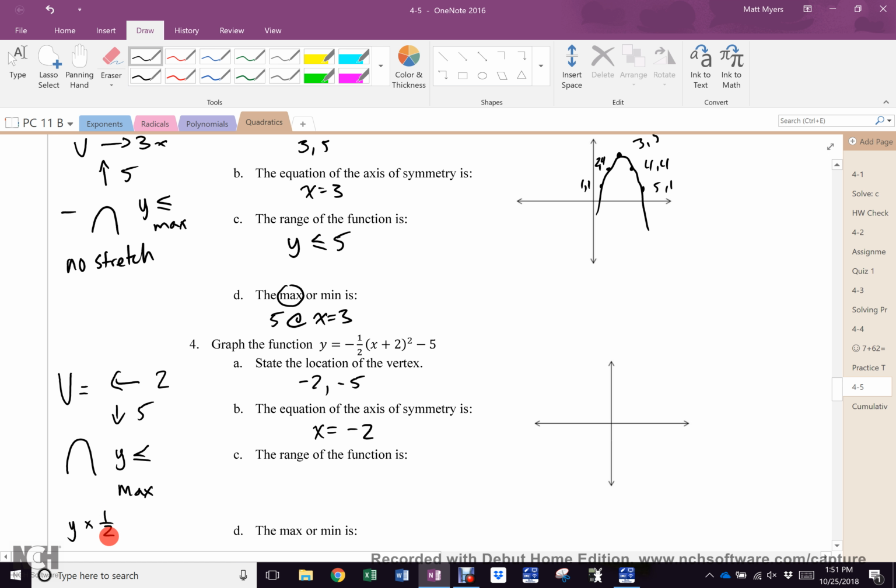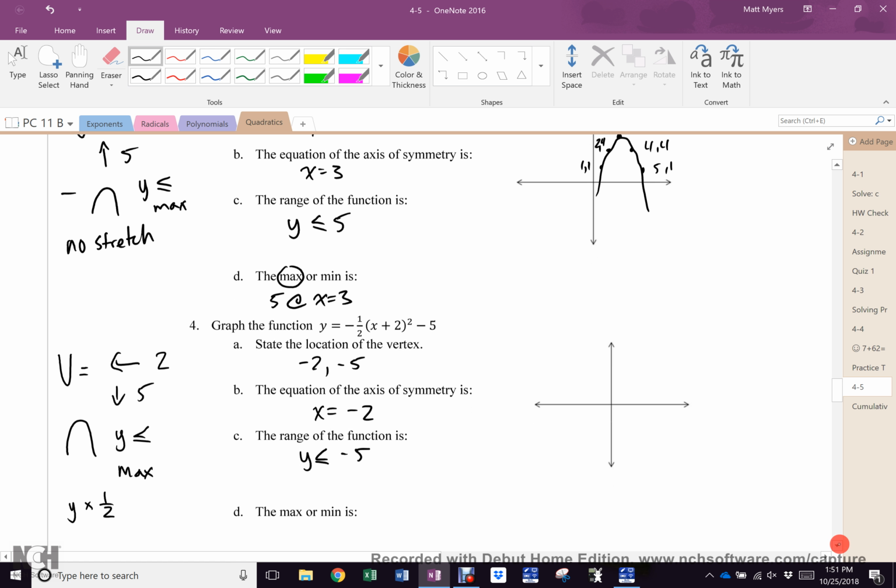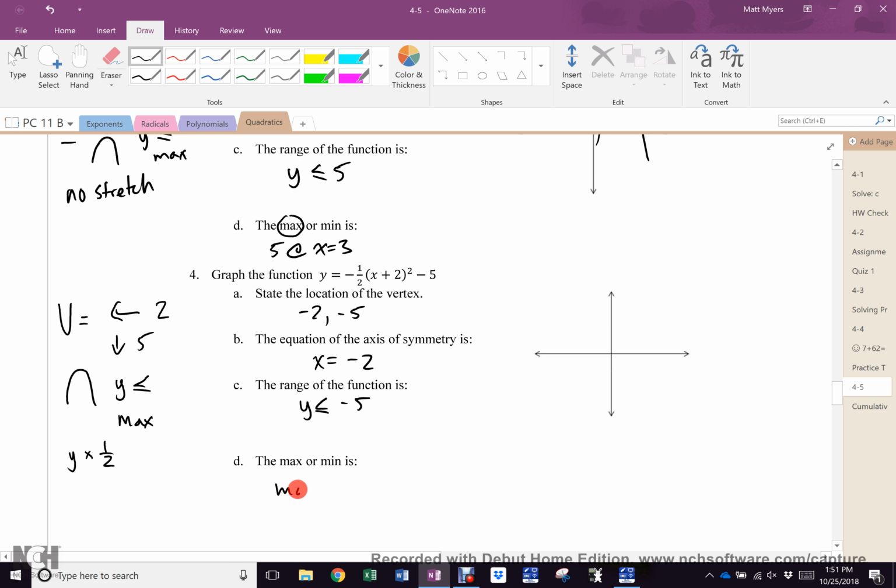Right? So let's do this. My range, y is less than or equal to what? Negative 5. Max or a min? A max. Max of? At? X equals -2. Graph it. -2, -5.